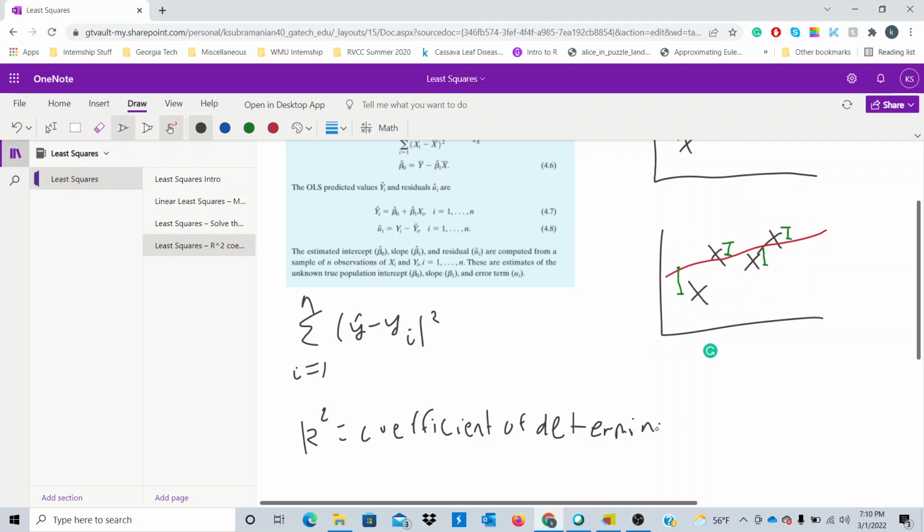But before I proceed into what this coefficient of determination is, I just wanted to highlight something here. This term, the sum of the squared vertical distances, where we call y hat minus y sub i this vertical distance shown in green, we call that a residual. So y hat minus y sub i is a fancy way of saying residual. So what we're doing here is minimizing the sum of squared residuals.